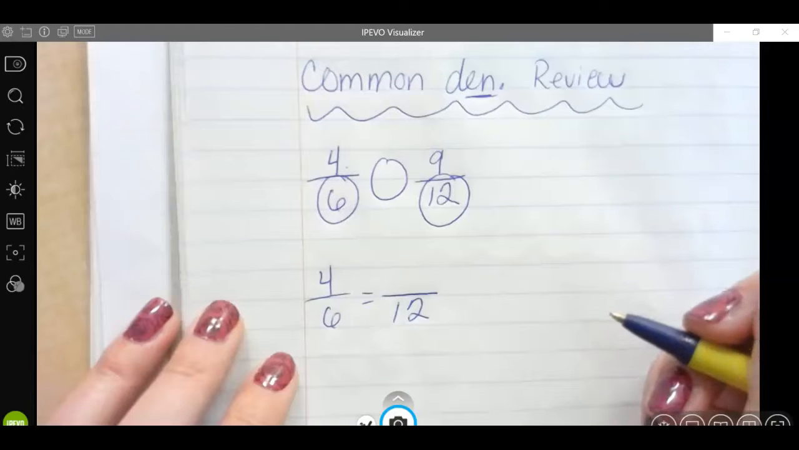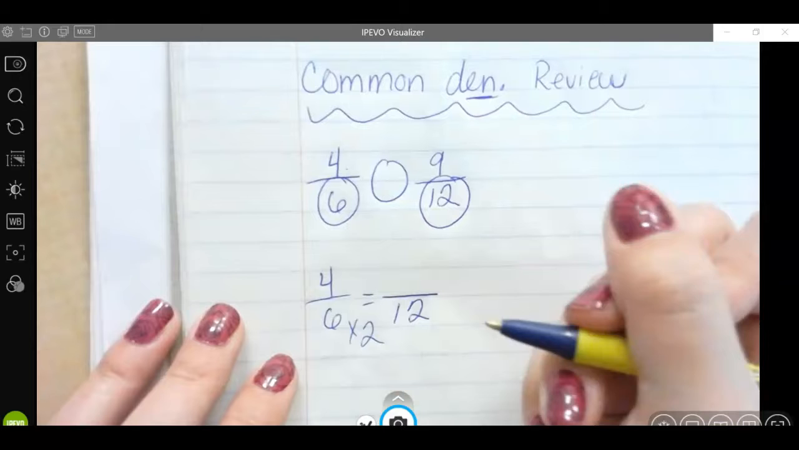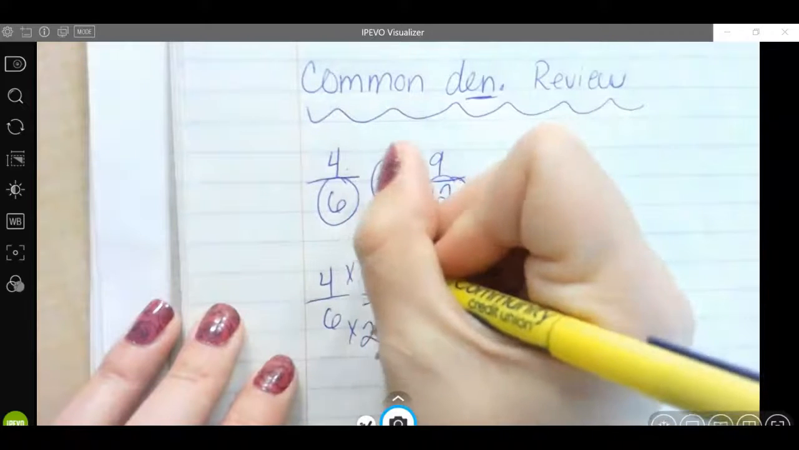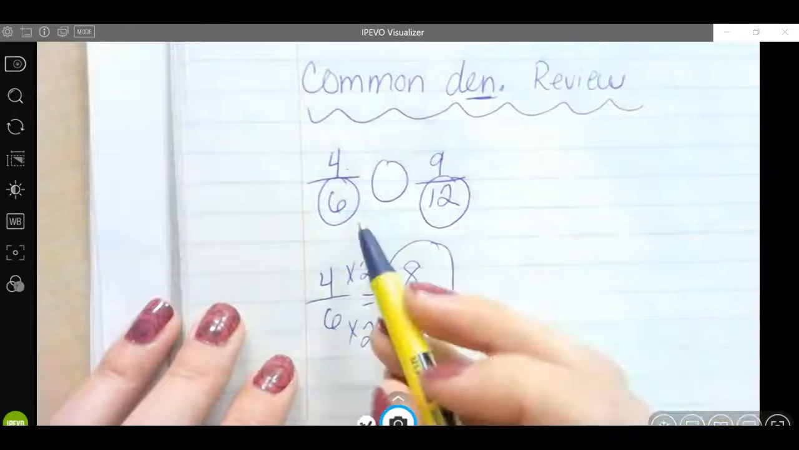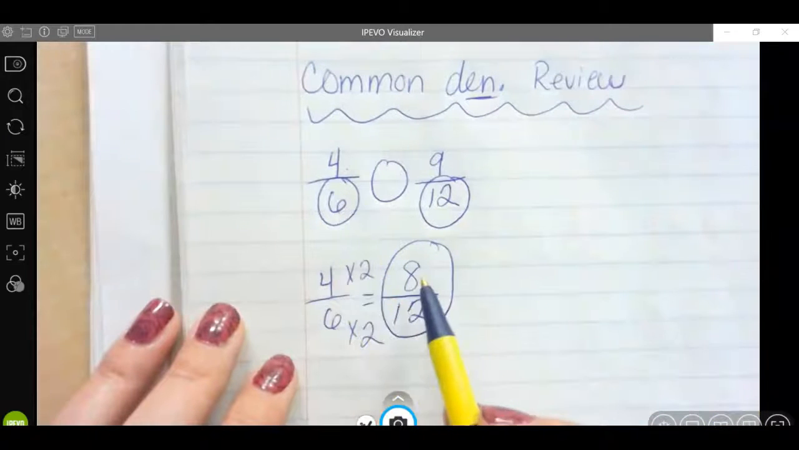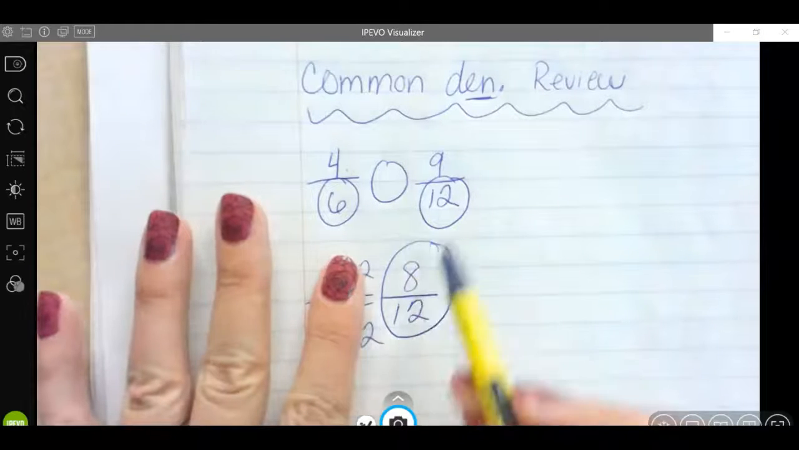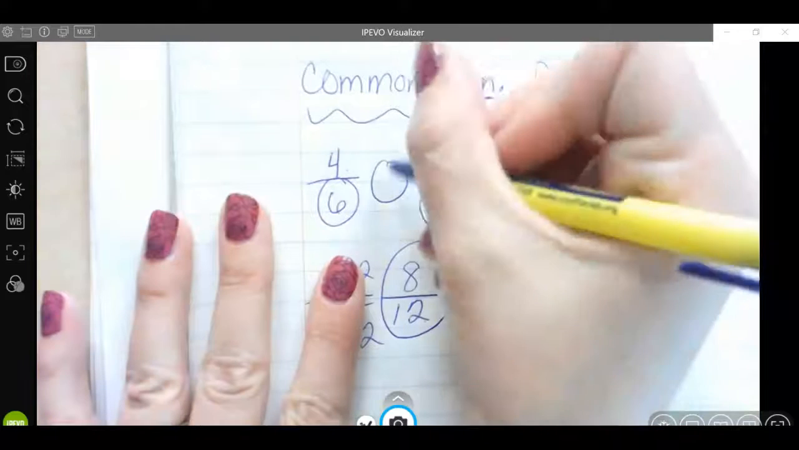Okay. How do we go from 6 to 12, Rylan? Times 2. Okay. So whatever we do to the bottom, we do to the top. So what's 4 times 2? 8. So 4/6 has an equal fraction of 8/12. So if we're comparing 8/12 and 9/12, which one is greater? 9/12.